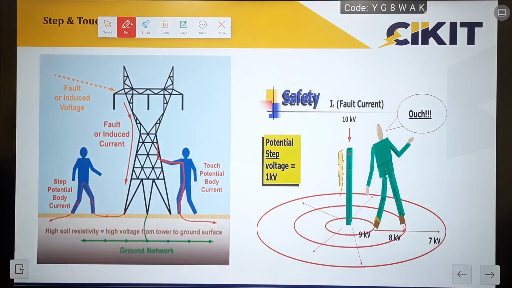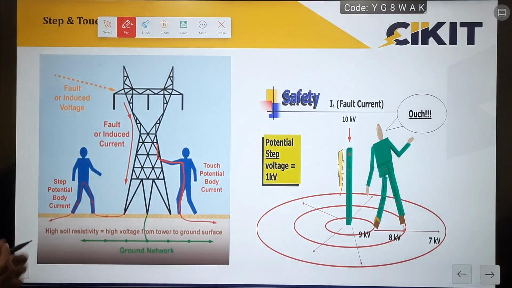So we need to understand that whenever current flows through any object, there has to be a difference in potential. If two lines are at the same potential, there won't be any current flow. So the primary condition for the current to flow is that there has to be a difference in potential, then only the current flow can happen.